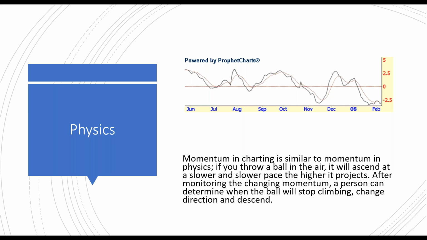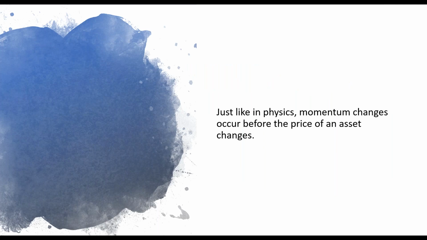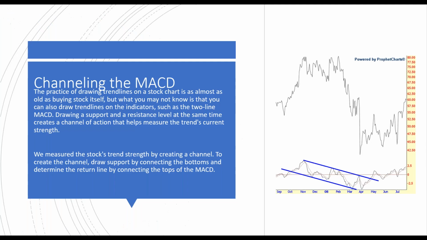So if we're sitting down visually and watching that firework go up, we can see it going up and up and up. We can see that momentum waning, okay, but we can't guess when it's going to actually flip over. But if we had a paper and pencil and some mathematics and a computer, we could then gauge when that change should occur and it's going to reverse down. And that's what the MACD does. So just like in physics, momentum changes occur before the price of an asset changes.